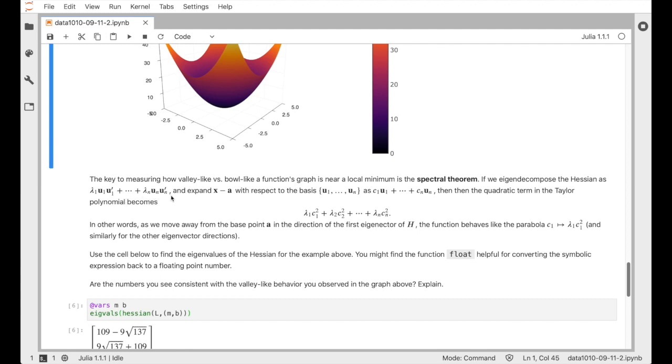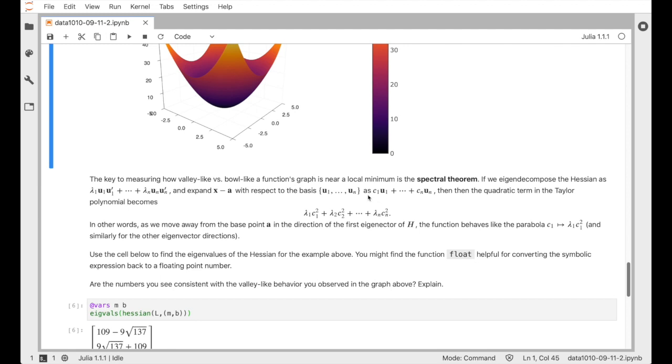And then instead of thinking about this displacement vector x minus a, which is telling us how we're moving away from that base point, instead of thinking of it in the original basis, the standard basis that it's given in, we think of it in terms of the basis of eigenvectors, u1 up to un. So we write it out as c1 u1, and so on up to cn un. So these c's are just telling us how much we're going in that direction specified by that particular eigenvector.